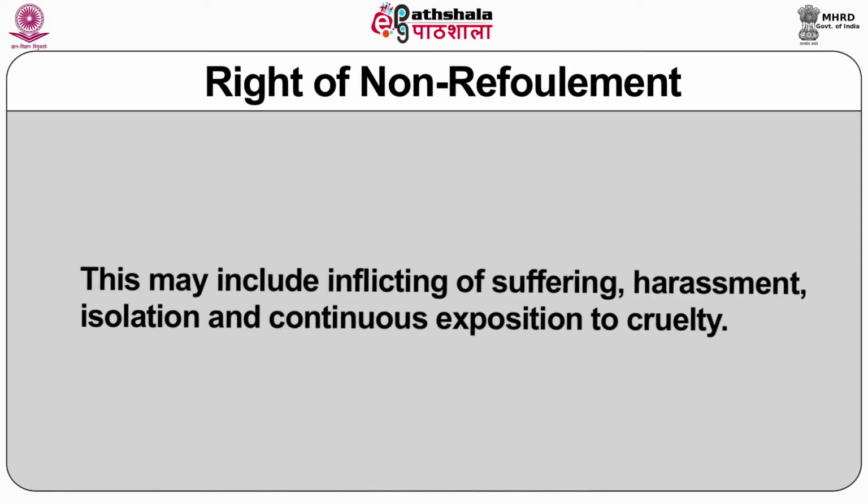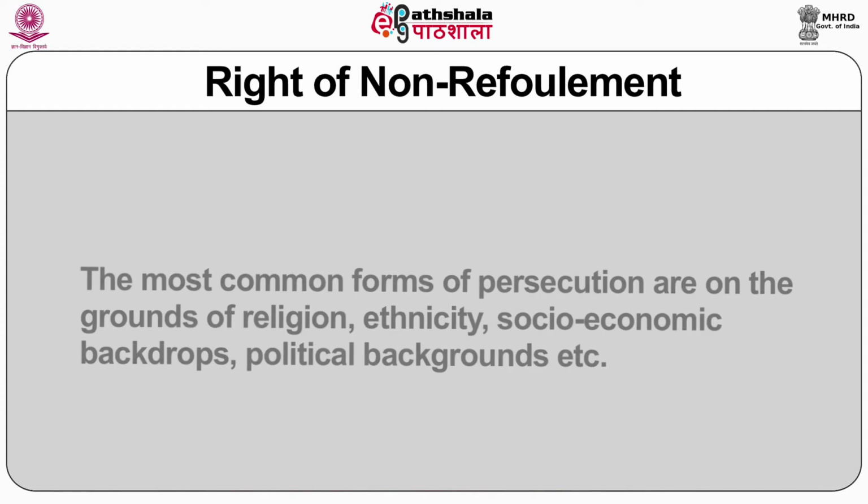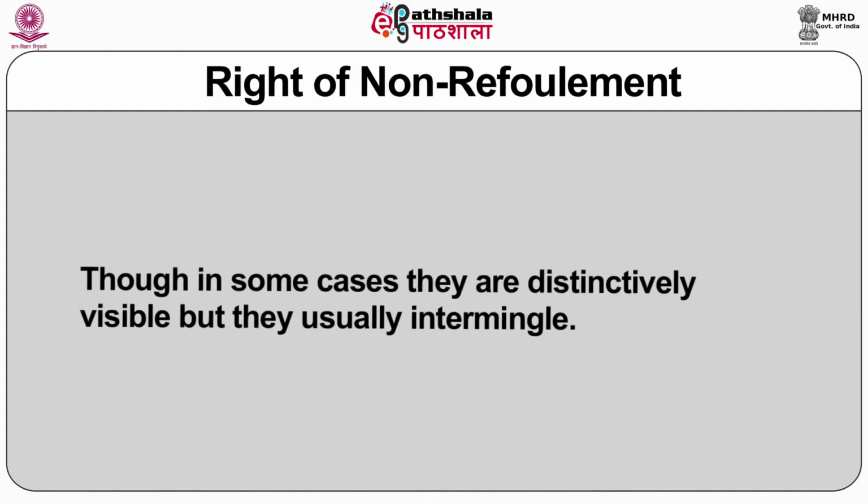This may include inflicting of suffering, harassment, isolation, and continuous exposition to cruelty. The most common forms of persecution are on the grounds of religion, ethnicity, socio-economic backdrops, political backgrounds, etc. Though in some cases they are distinctively visible, they usually intermingle with each other.